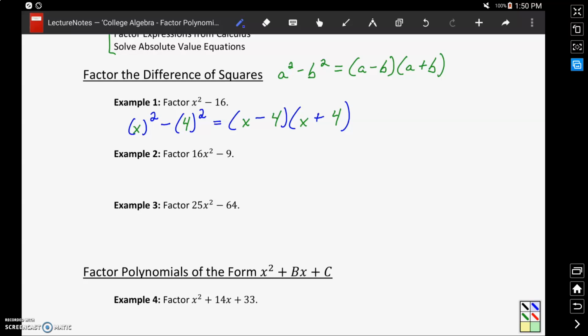In example 2, we have a case where our first term is slightly more complicated, but we can still express that as a perfect square. In this case, this would be the quantity 4x squared and then 9 would be the quantity 3 squared. So that means that we can factor this using difference of squares and rewrite it as the quantity 4x minus 3 times the quantity 4x plus 3.